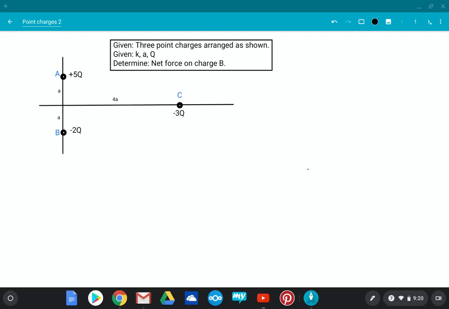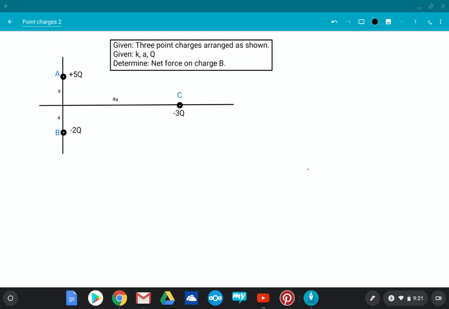Hey folks, I would like to do another Coulomb's law problem. In this case, we're given 3 point charges and we're given the unit distance A and unit charge Q, and we were asked to find the net force on charge B. I'm just going to work through charge B here, but for extra practice, you can work through finding the net force on the other two charges as well. So charge B is going to be affected by charge A and charge C.